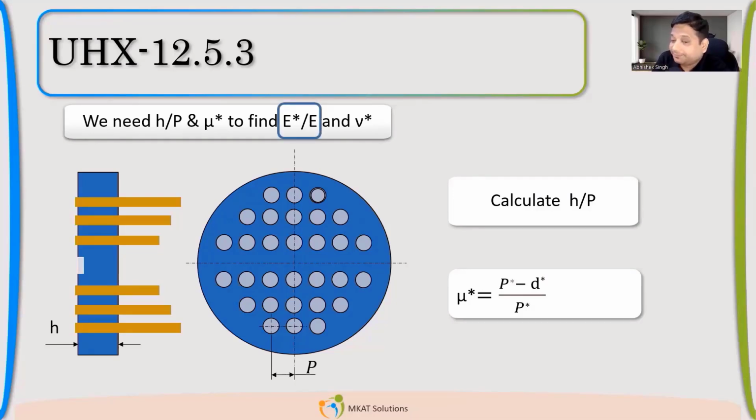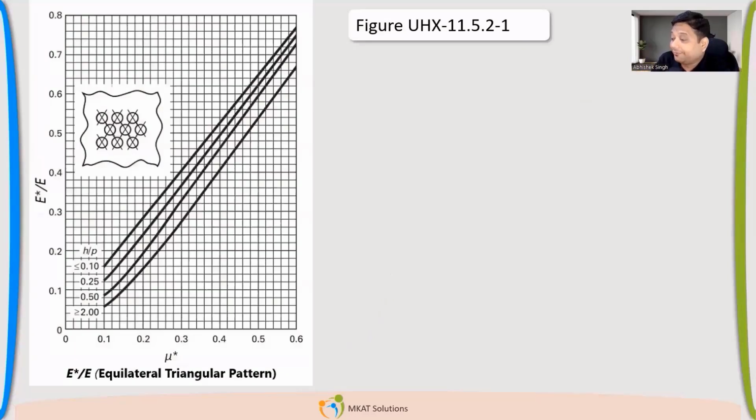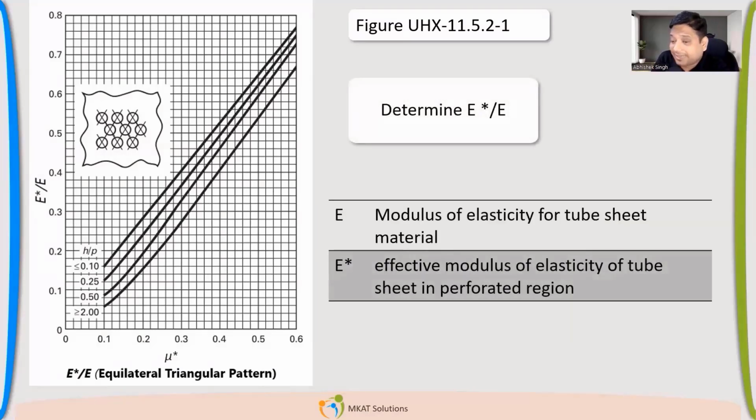Now, based on mu star, we can calculate E star divided by E. E is the modulus of elasticity. E star is the effective modulus of elasticity. It is a combination of tube plus tube sheet material, because finally this material is a mix of both. There is a figure given in the code, and by using mu star and the H by P ratio, we can get this E star calculated.